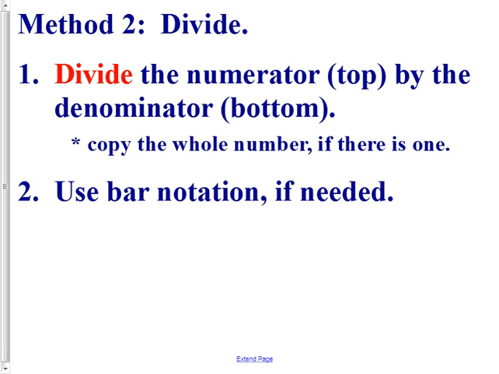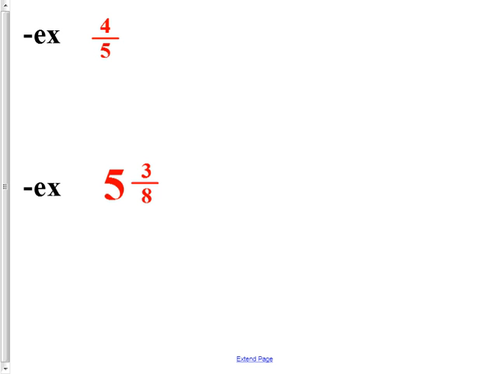And when we do that, we need to copy the whole number if there is one, and we might have to use bar notation. So let's look at an example. Now, 4/5 we could have used method 1, but I just want to show you an easy example. 4 divided by 5. Remember, the top number goes inside the house. If we put the 5 inside the house, we would get a number greater than 1, and that doesn't make sense because 4/5 is a proper fraction. It has to be less than 1.